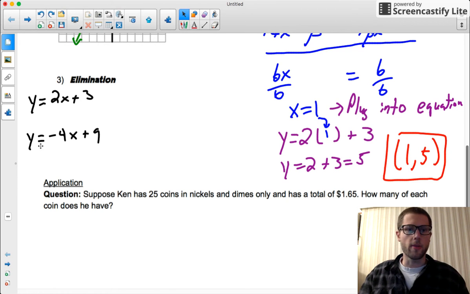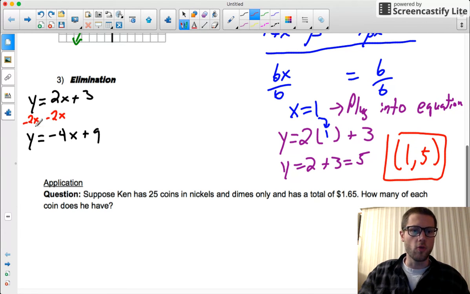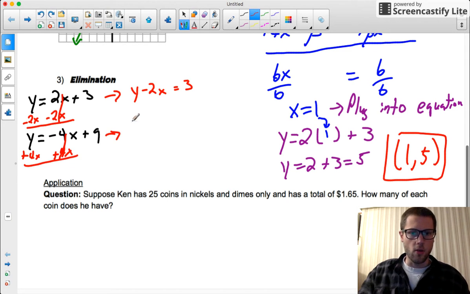The last method we need to talk about here is solving the system using elimination. In order to do so, I'm first going to get all the variables on one side of the equation. So I'm going to take my top equation and move that 2x over on both sides, and that's going to give me y minus 2x equals 3. And then over in my second equation, let's add a 4x to both sides. So that's going to give me y plus 4x equals 9, rather.